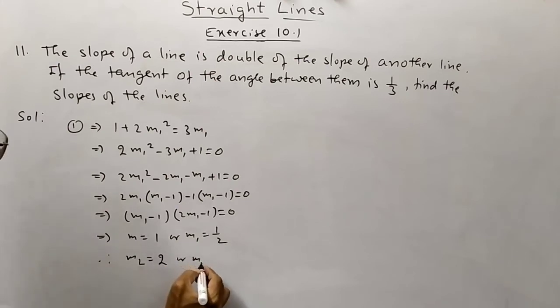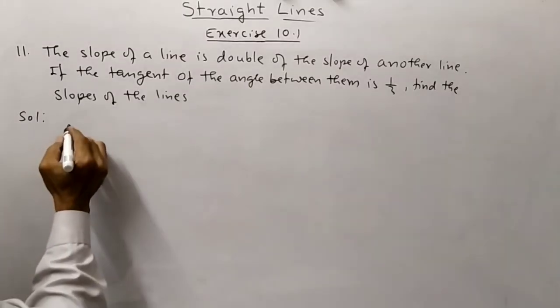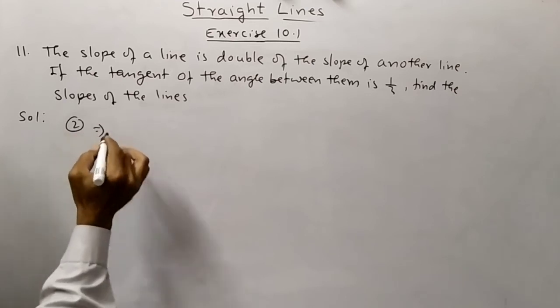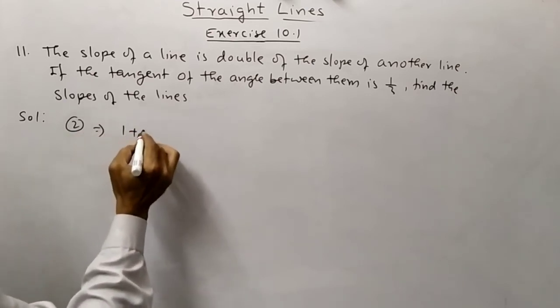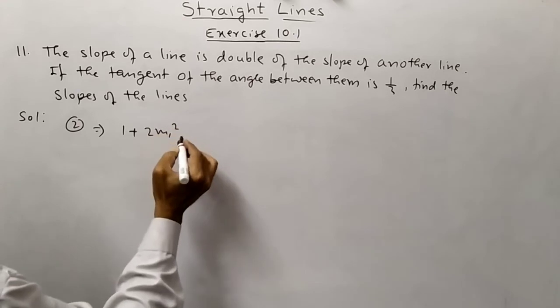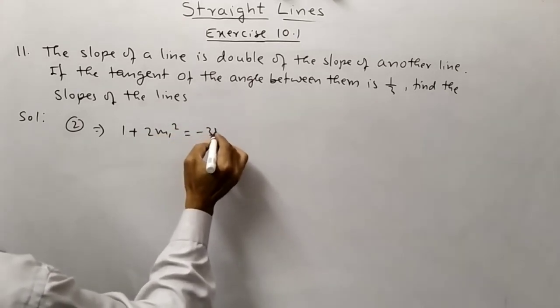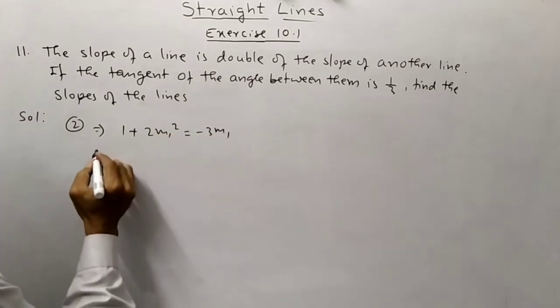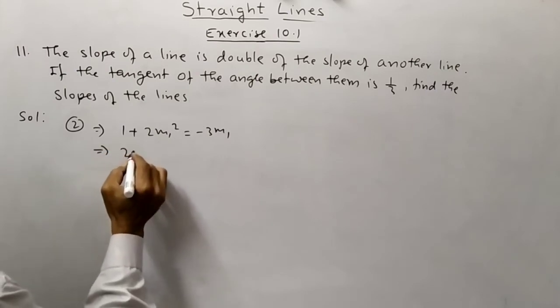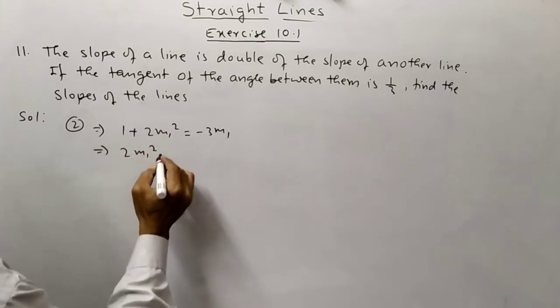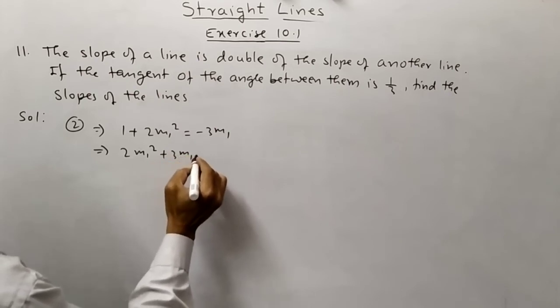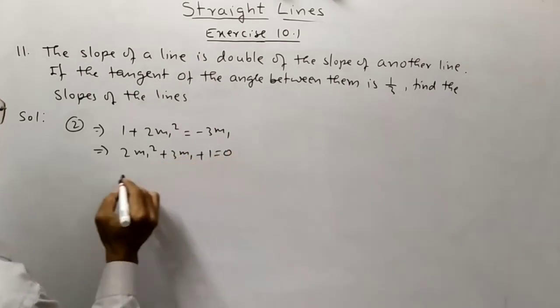Or m2 is equal to 1. Second equation implies 1 plus 2m1 square is equal to minus 3m1. This implies 2m1 square plus 3m1 plus 1 is equal to 0.